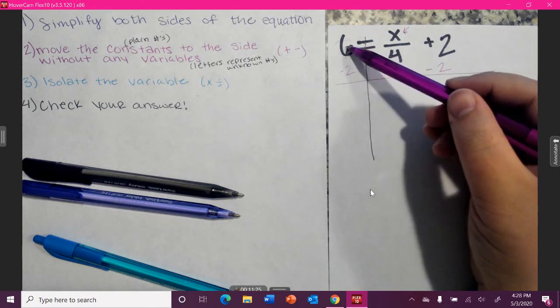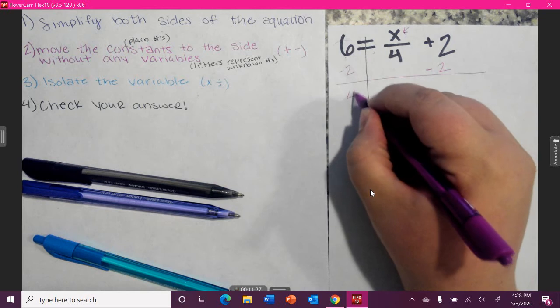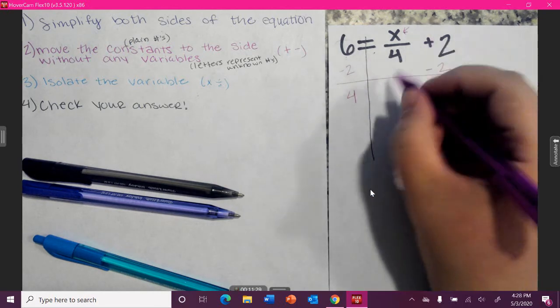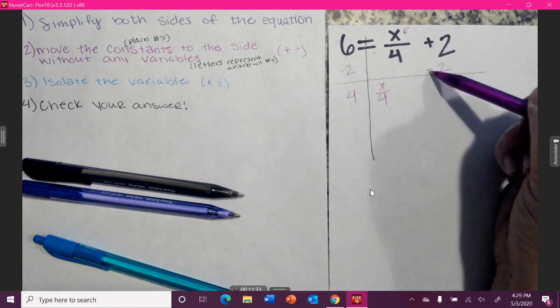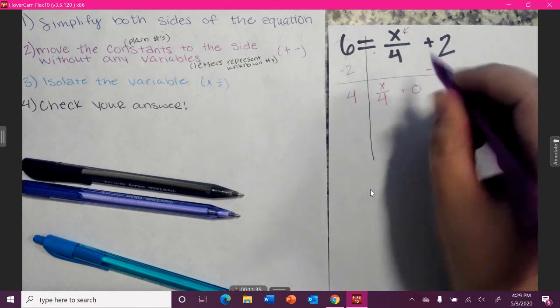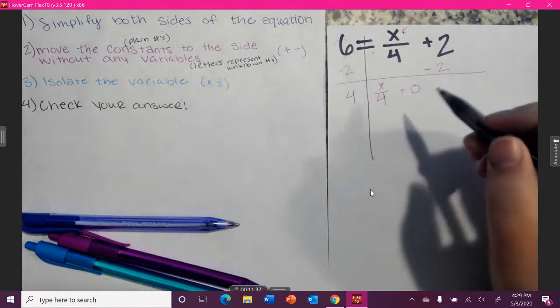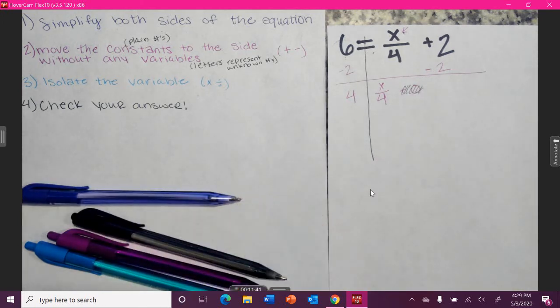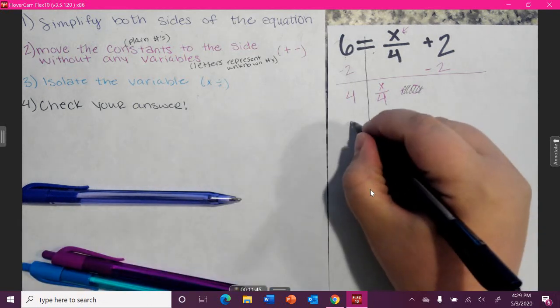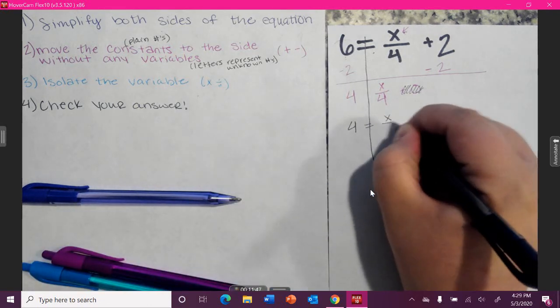On the left side, 6 minus 2 is 4. On the right side, x over 4 doesn't combine with anything. Plus 2 minus 2 is 0. But I don't really have to write the plus 0 because that won't change the value. Adding 0 doesn't change the value of the number. I'll just rewrite the equation now. We have 4 equals x over 4.